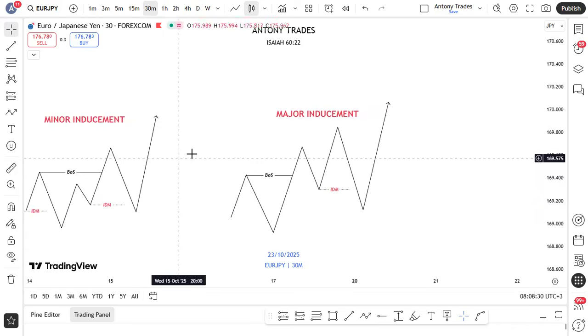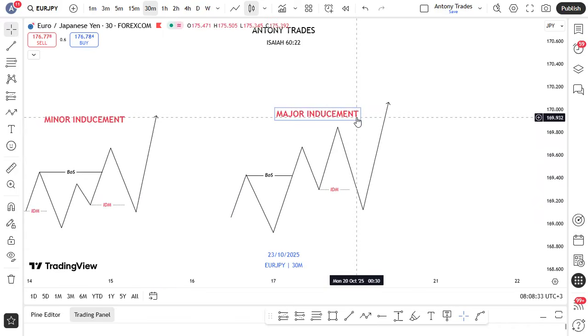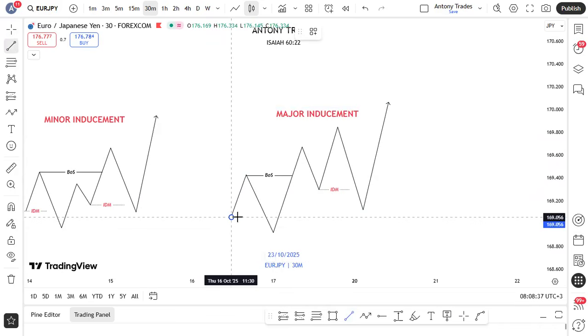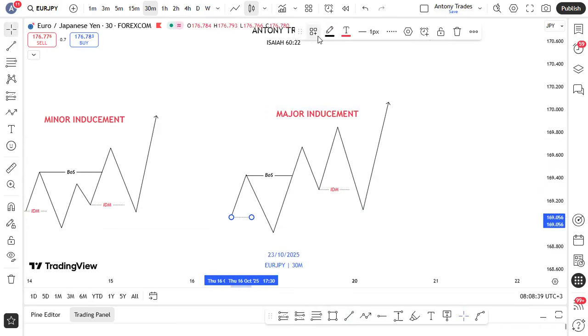Now, moving on my right, I have the major inducement. The major inducement is quite the opposite of what we have talked about there on the minor inducement.